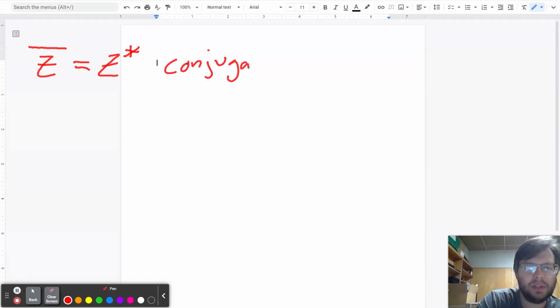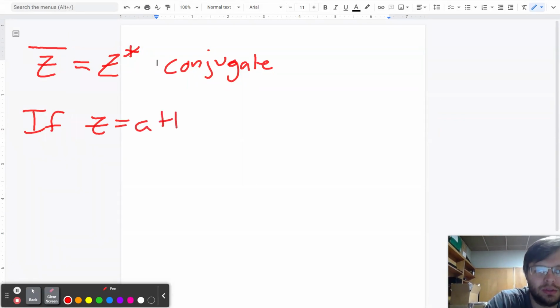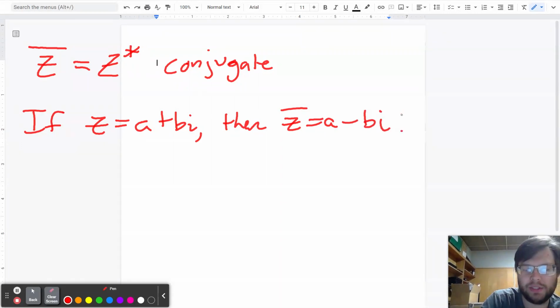And so there's a few things about the conjugate that are nice. One thing is, okay, well, first off, what is a complex conjugate? So basically the idea is if you have a complex number, then here's the definition of what the conjugate is. Now, that's just a definition.